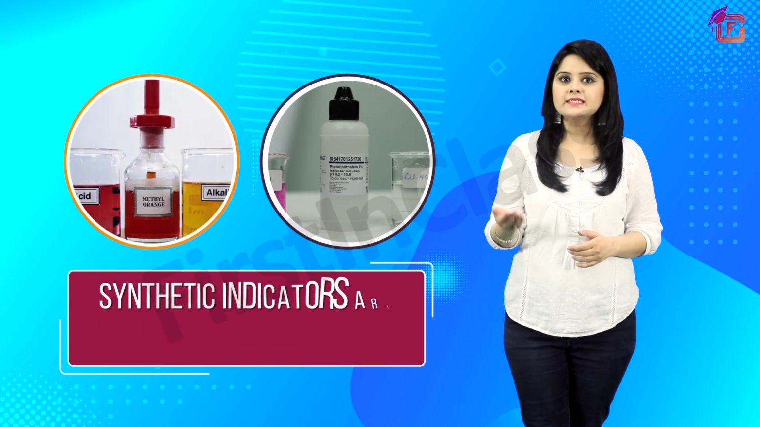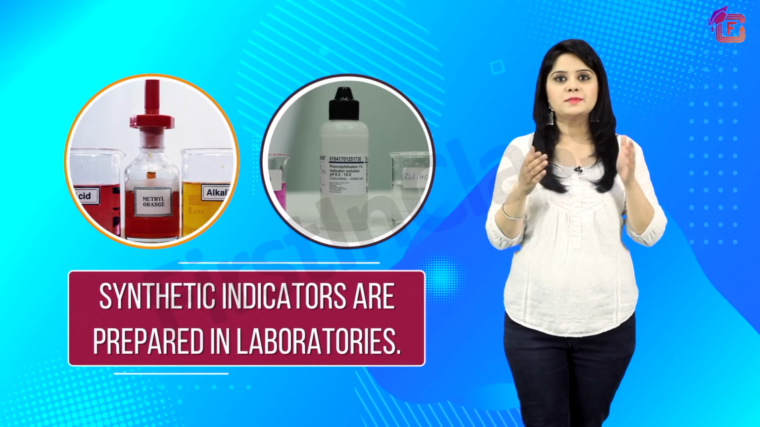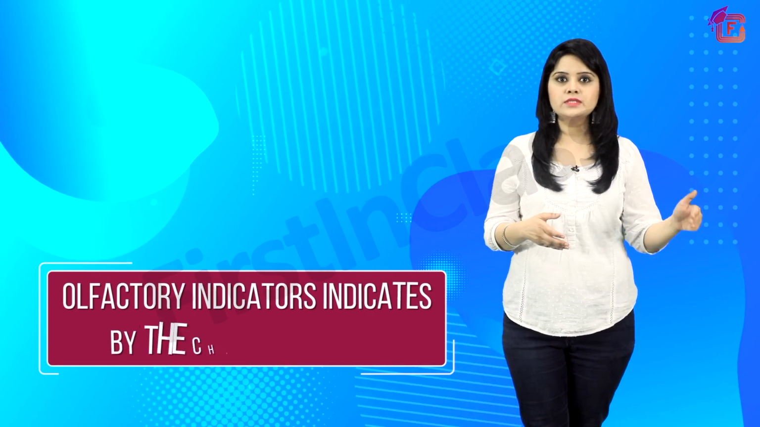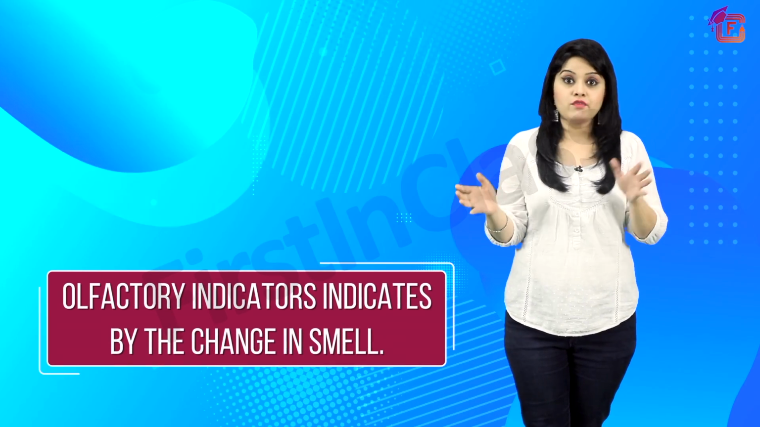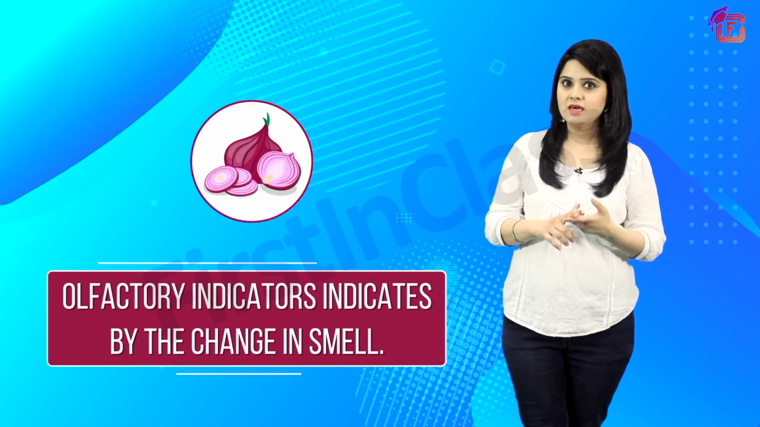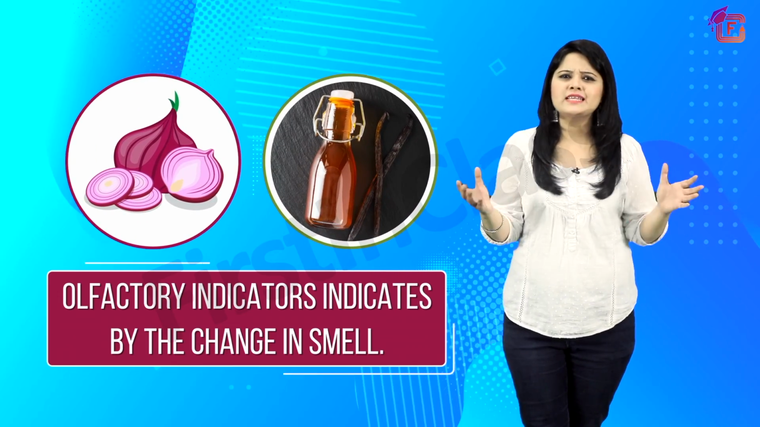Synthetic indicators are prepared in laboratories, such as methyl orange and phenolphthalein, etc. Olfactory indicators are those indicators that tell the nature of a substance by the change in its characteristic smell. Onion and vanilla are the most common examples of this.